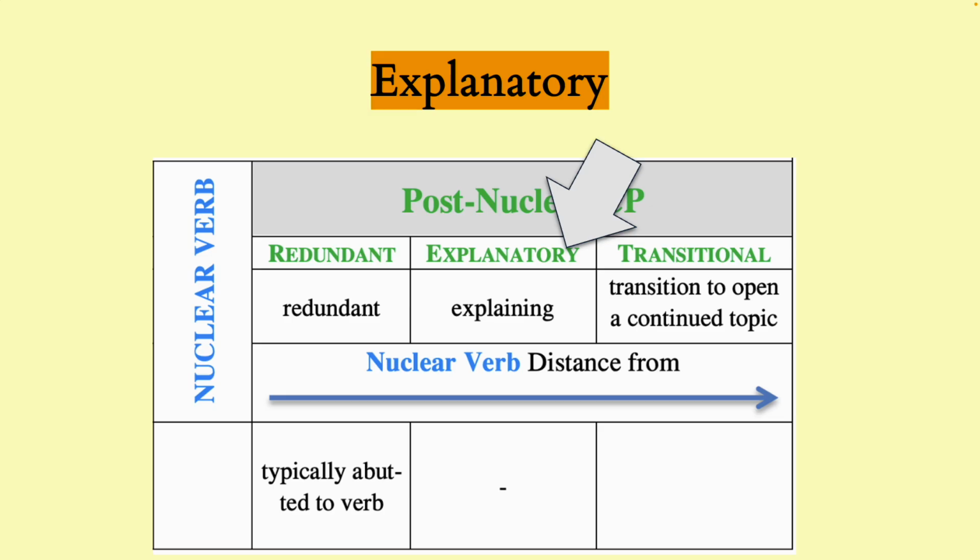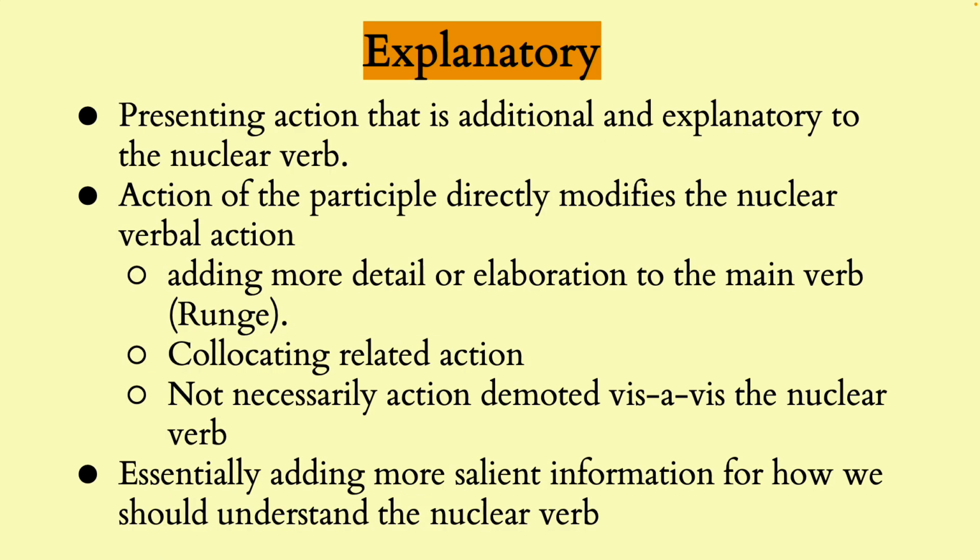And now we have explanatory participles, which are often slightly more separated from the nuclear verb. Explanatory participles present action that is often additional and explanatory to the nuclear verb. The action of the participle here directly modifies the nuclear verbal action, adding more detail or elaboration to the main verb and collocating related action, but it's not necessarily action demoted vis-a-vis the nuclear verb. Essentially, it's adding more salient information for how we should understand the nuclear verb after the nuclear verb.